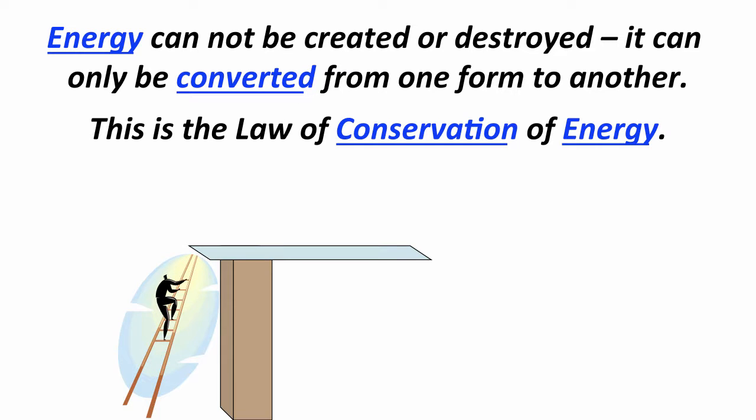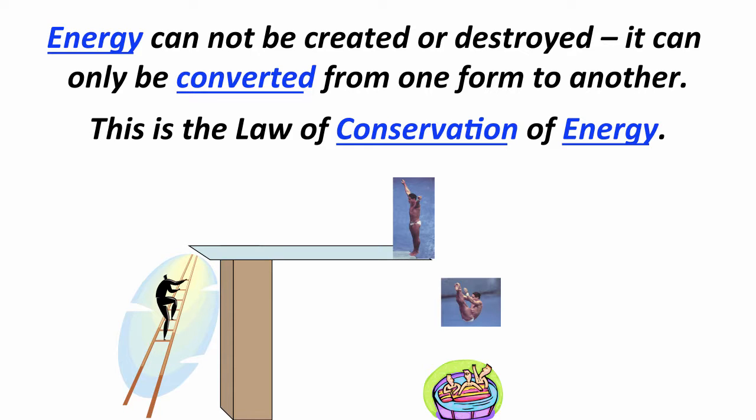For example, if somebody climbs up a ladder to the top of a diving board, they're converting some energy that's stored in their muscles, which they originally got from food that they ate, which originally came from the sun, and so on. They're converting that energy into some stored energy, some potential energy, due to their height above the surface of the water or above the ground. Then when you jump off the diving board, that potential energy is converted into kinetic energy, or energy of motion, as you fall or leap off of the diving board and head for the water.